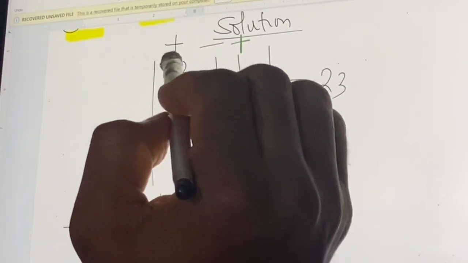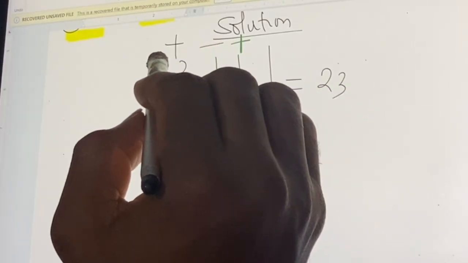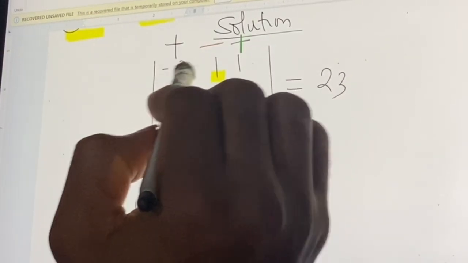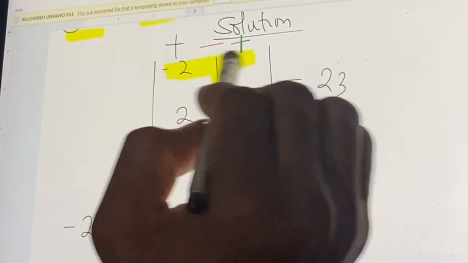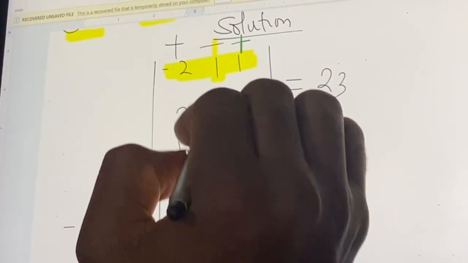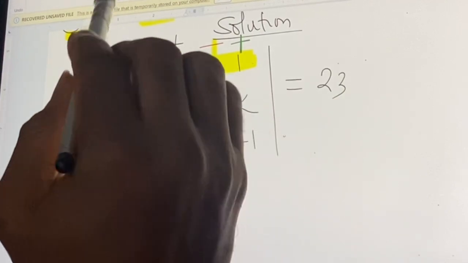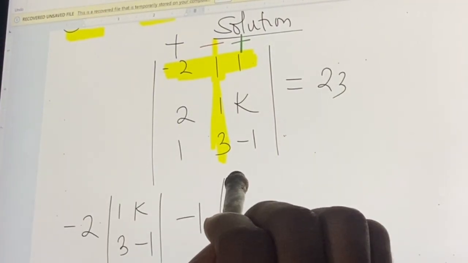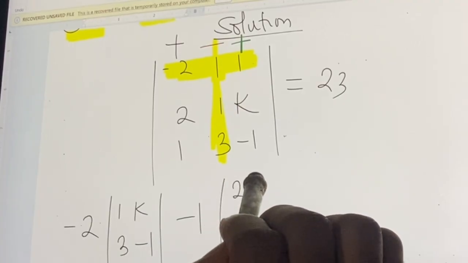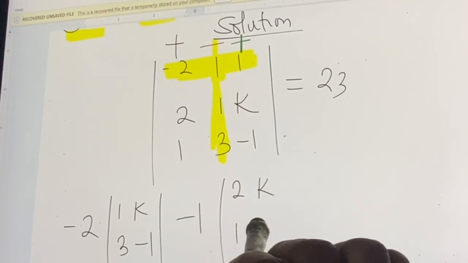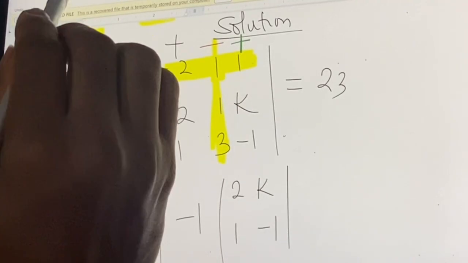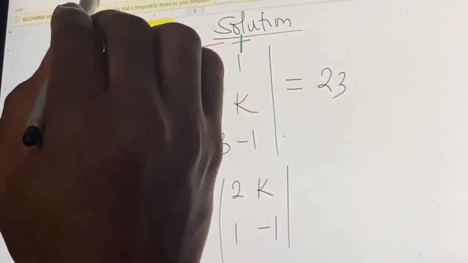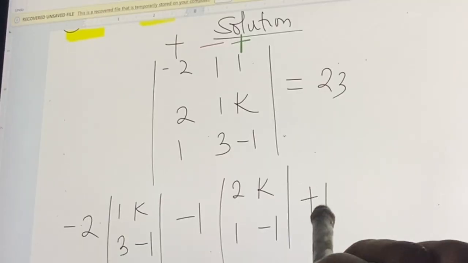So let's take the next number here, which is minus 1. Now close the row of minus 1, that is this one here. Close the row of minus 1, close the column of minus 1, that is this one here. For minus 1 here, I will have the number here to be 2 k 1 minus 1. So finally here, I will take plus 1 first.